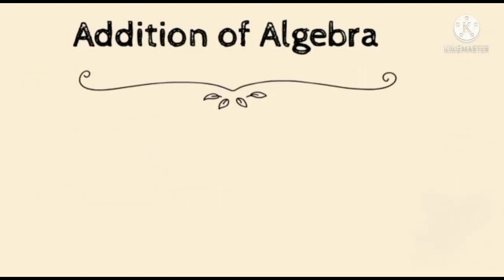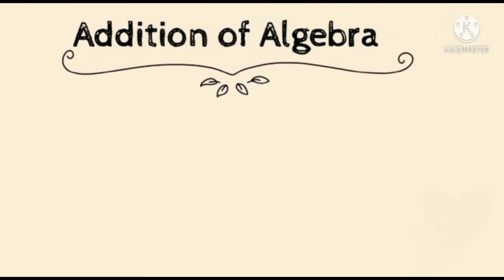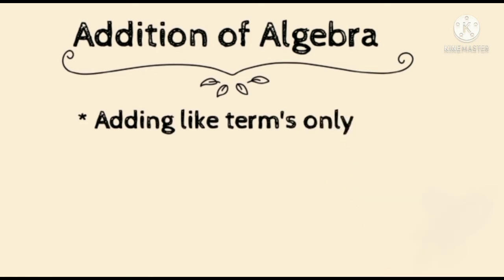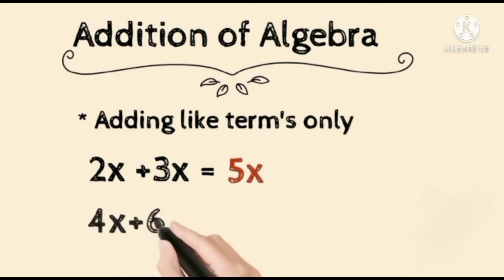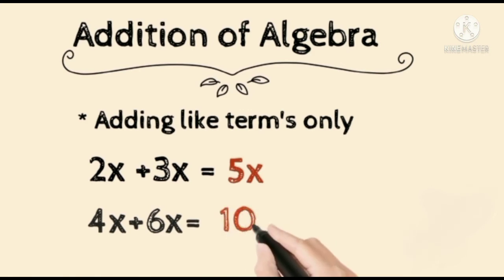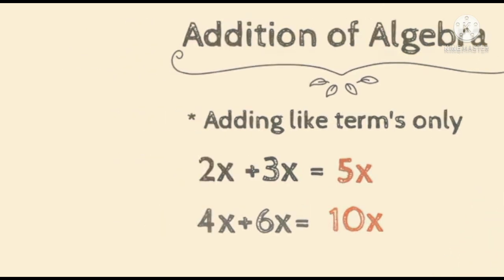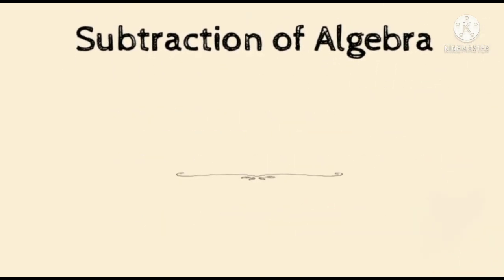Next is the topic of adding algebra. In addition of algebra, you have to keep one thing noted, that you can add only like terms. Adding like terms only. Let me take the example of 2x plus 3x. In simple, you just have to add the numbers here. That is 2 plus 3 makes 5, and then you have to write the variable. Next, I'll take the example of 4x plus 6x. So 4 plus 6 gives me 10, and then I'll write the letter x. Make sure you write the variable right after the number. That is very important.